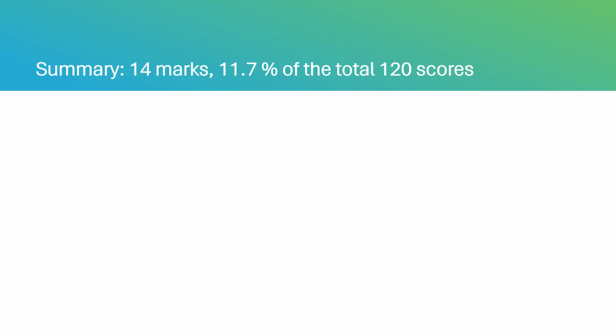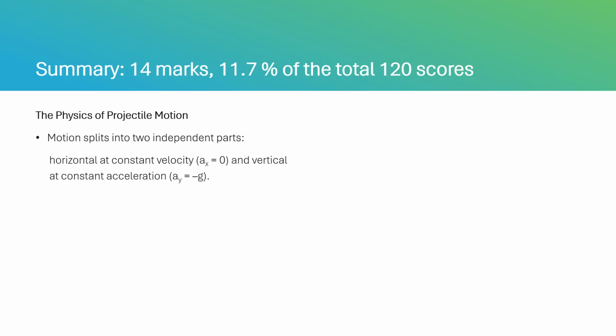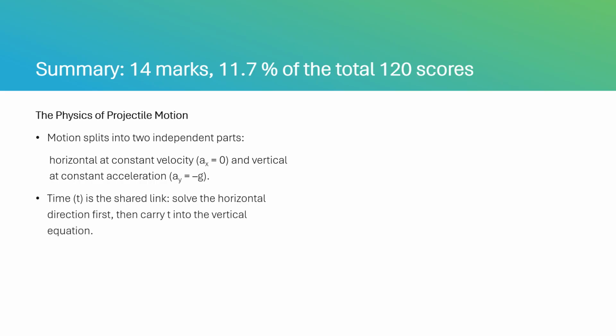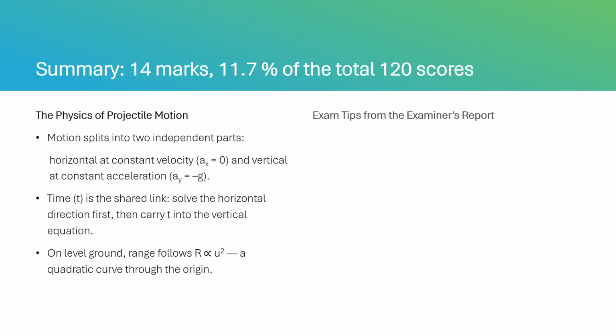The physics of projectile motion. Motion splits into two independent parts: horizontal at constant velocity, a_x equals 0, and vertical at constant acceleration, a equals g. Time t is the shared link. Solve the horizontal direction first, then carry t into the vertical equation. On level ground, range follows a proportionality r ∝ u², a quadratic curve through the origin.